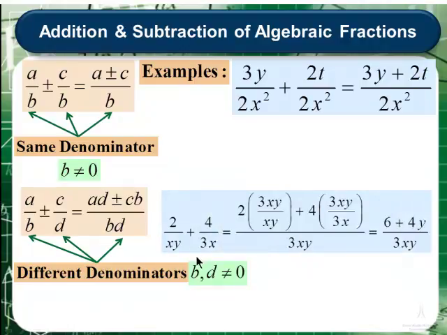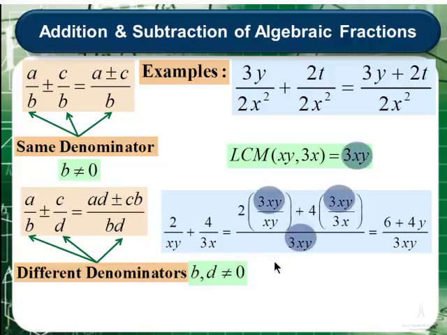Here we have the example, 2 divided by xy plus 4 divided by 3x, two different denominators, and in such a case we would like to find the lowest common multiple of these two denominators to start out with. In this case, this will be 3xy. Just check that you agree with this. We go about adding these two algebraic fractions together in the following way.